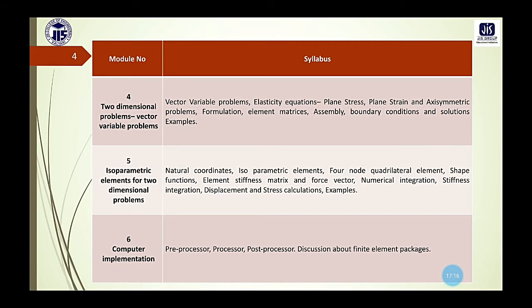These are the 6 different modules, and under these modules we have the syllabus for this finite element method subject. All these different modules will be discussed in a total of 36 lectures with all of you.